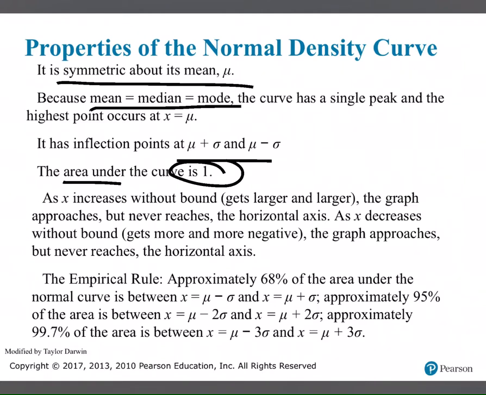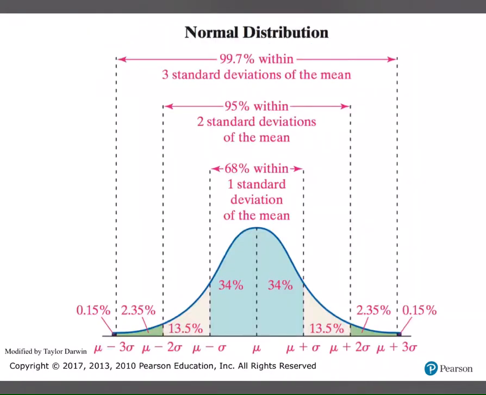As x increases without bound, the graph approaches the horizontal axis, but it will never touch it. And as it decreases without bound, it approaches, but again, never reaches the horizontal axis. The empirical rule is on the next slide, and I'm going to talk about that with a picture. We've talked about the empirical rule before, but we're just going to revisit it really fast.